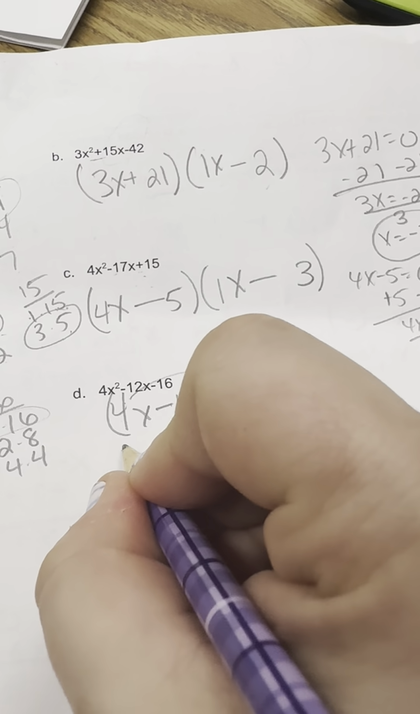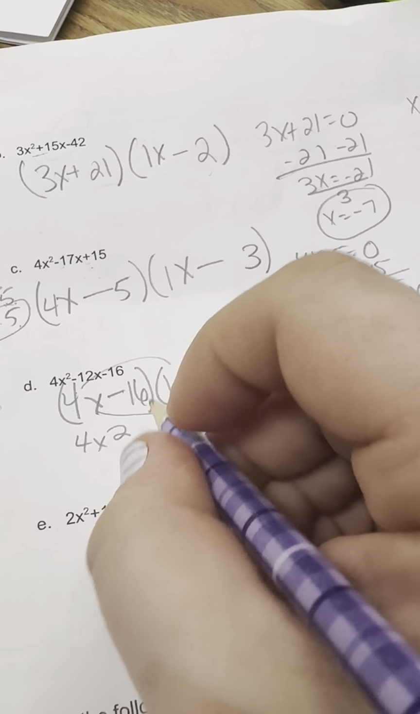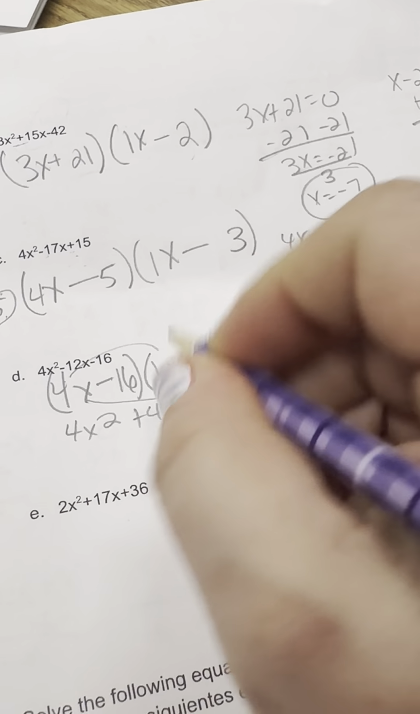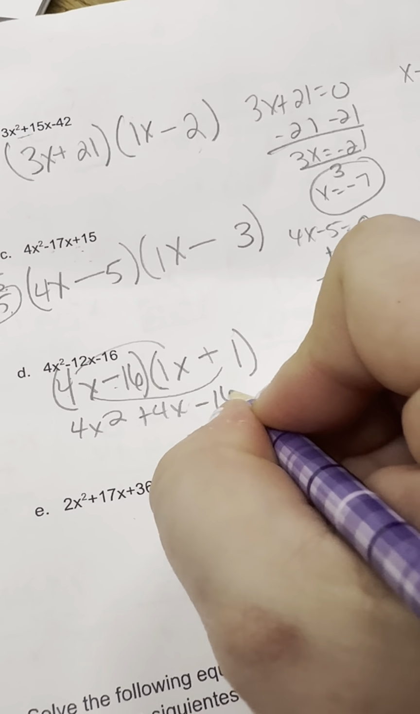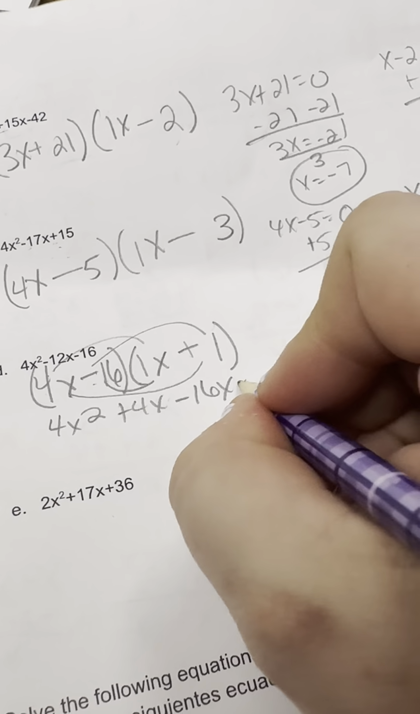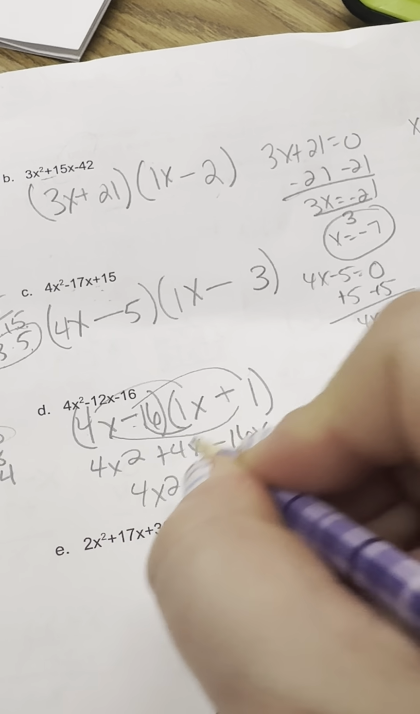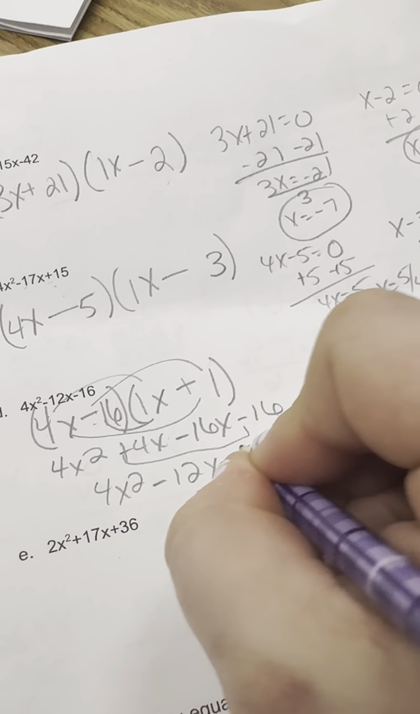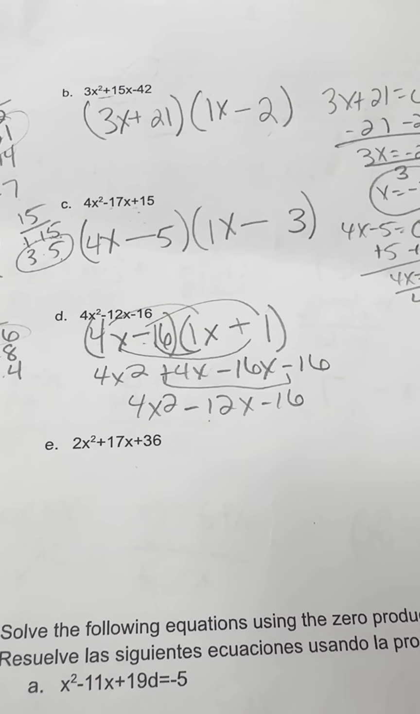4x times 1x gives me a 4x squared. 4x times a positive 1 is 4x. Negative 16 times a positive 1 is a negative 16x. And a negative 16 times a positive 1 is a negative 16. So you're left with 4x squared. These middle two terms simplify. Minus 12x minus 16. So I have the same answer that I started with.